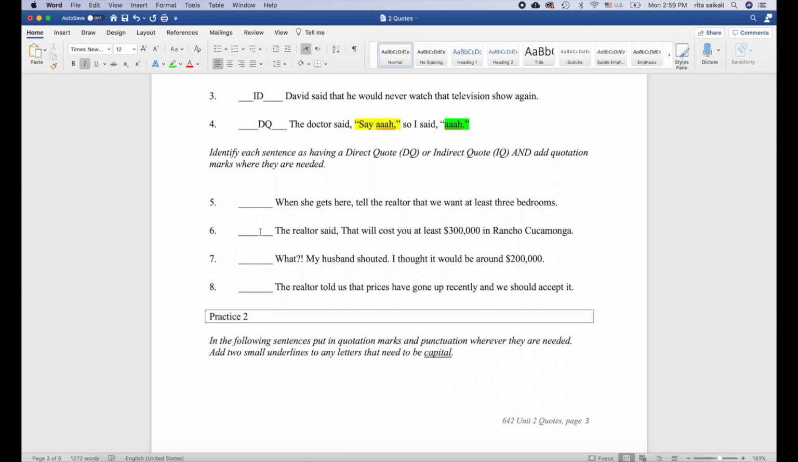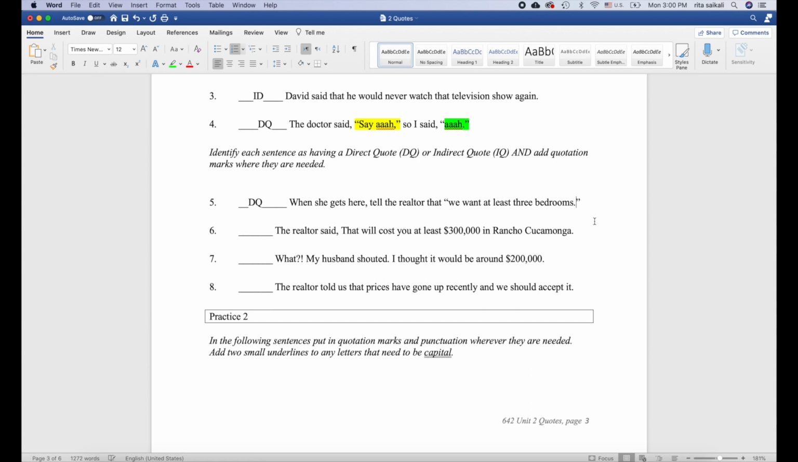For this exercise, we're going to identify the sentence as having a direct quote or an indirect quote and add the quotation marks where they are needed. Number 5: When she gets here, tell the realtor that we want at least 3 bedrooms. So the person who is talking has to tell the realtor exactly what that person says. So this is a direct quote, and this is where we place them. We want at least 3 bedrooms.